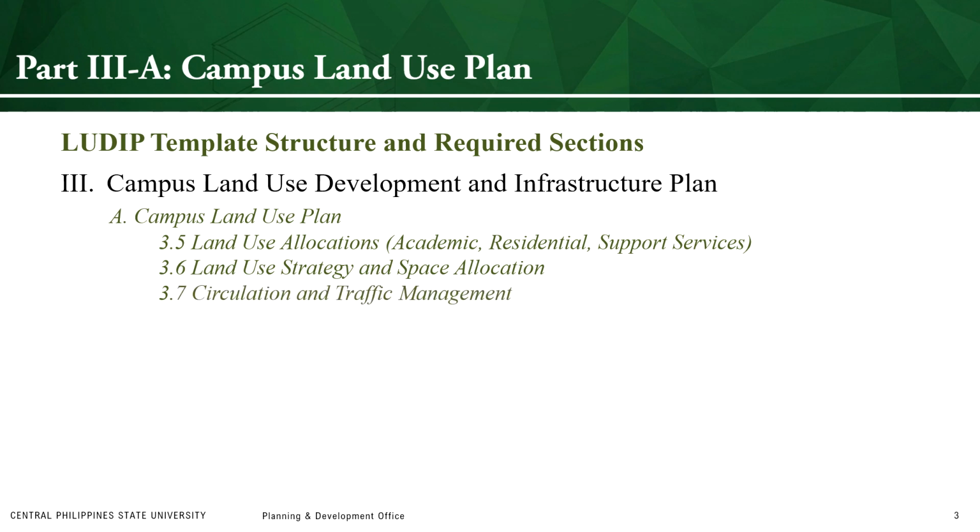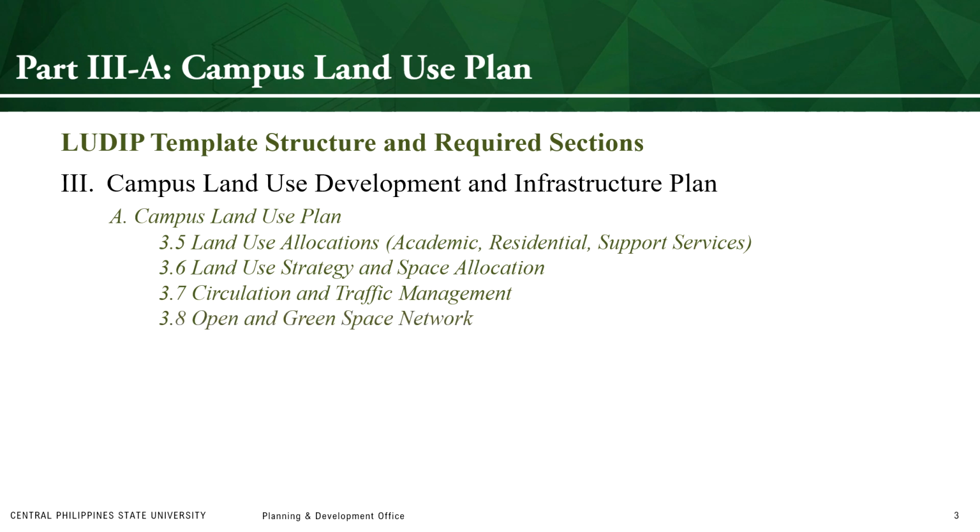Section 3.7, Circulation and Traffic Management. Present strategies for improving movement within the campus. Include traffic flow patterns, pedestrian safety plans, and measures to optimize access and transportation. A campus that's safe and easy to navigate supports everything else you're trying to achieve.